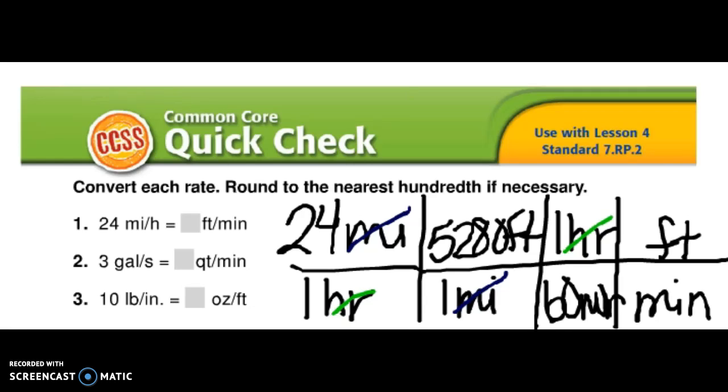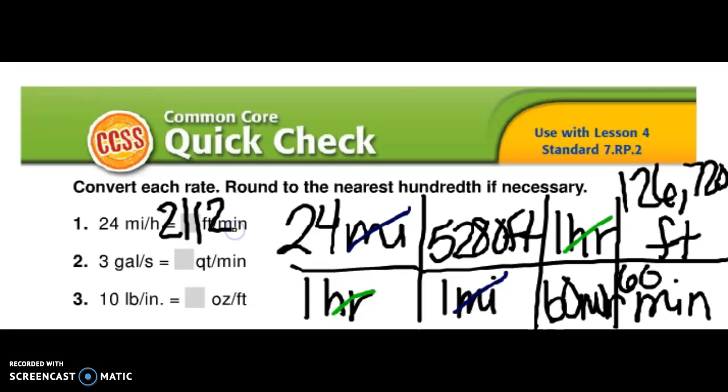Now I'm ready to just multiply straight across. I take 24 times 5,280, and I get 126,720. And then on bottom, I have 1 times 1 times 60, which is just 60. When you have a number on top of another number, you need to divide to simplify, and you get a final answer of 2,112 feet per minute.